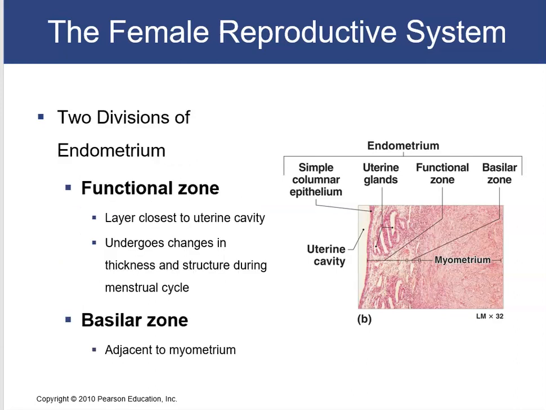The inner layer, as I said, is the endometrium. This has 2 functional portions to it. The outermost layer is known as the functional zone. This is the layer closest to the uterine cavity, and this is the main portion of the endometrium that undergoes changes in thickness and structure during the menstrual cycle. Just behind that is a thinner portion of the endometrium known as the basilar zone. This is like the connection area between the functional zone and the myometrium.